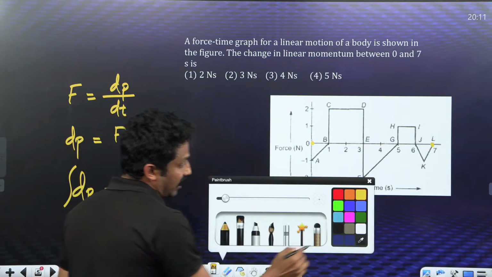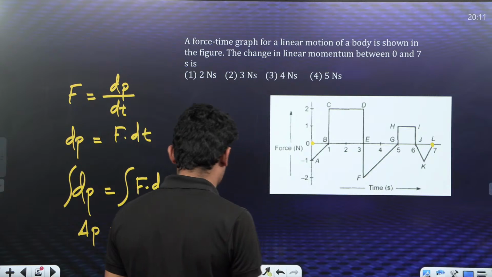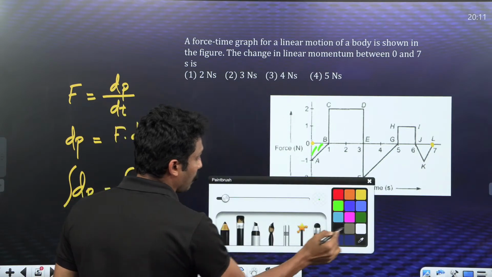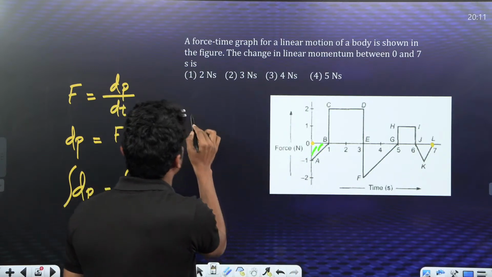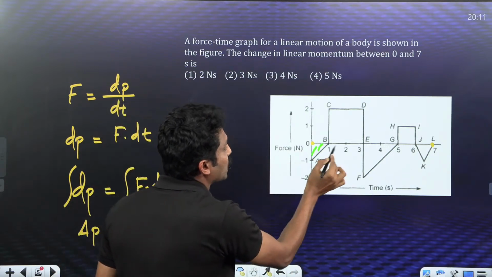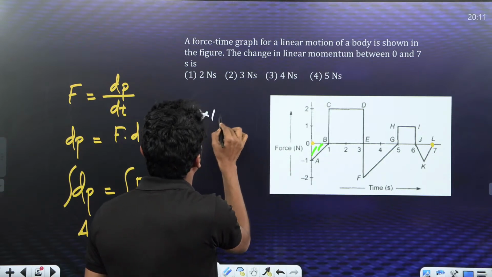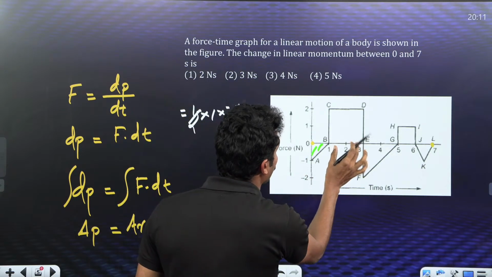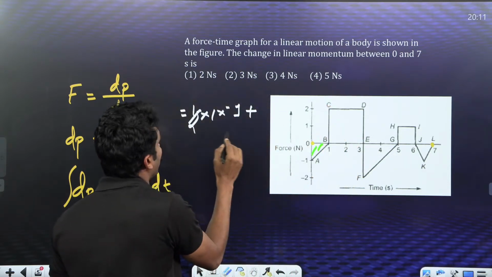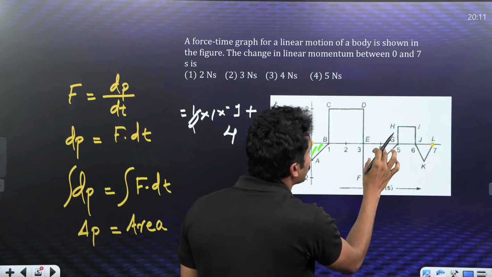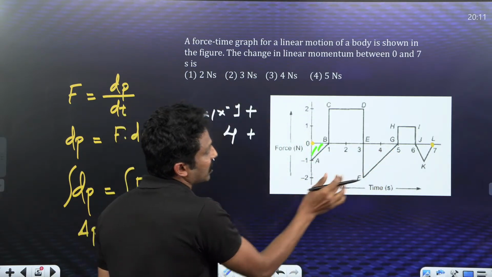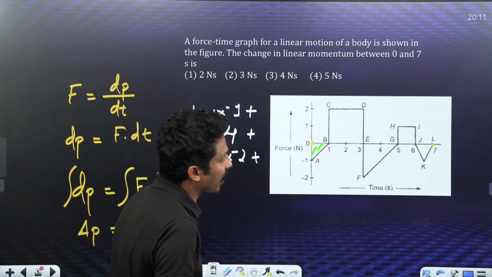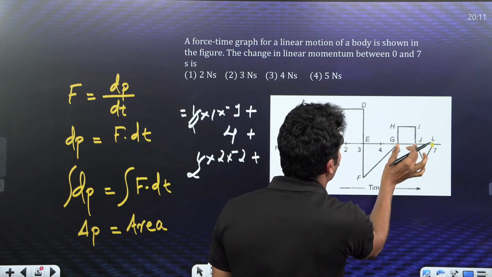What is the total area under the graph? See, this portion is of negative area. This portion is also of negative area. So this is equal to, this area is half into base into height; base is 1 and the height is -1. Plus this area, which is length into breadth. Length is 2, breadth is also 2, that is 4. Plus this area is again half into base, value 2, and height, value minus 2. Okay, 2 into minus 2. Plus this area is length into breadth, that is 1 into 1.